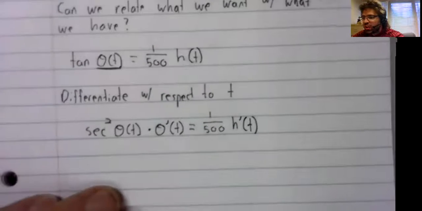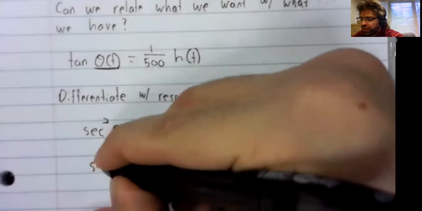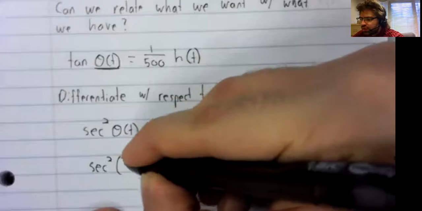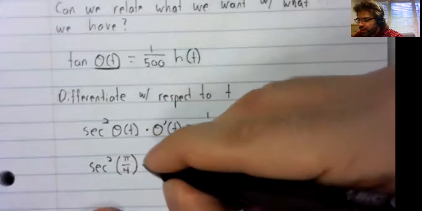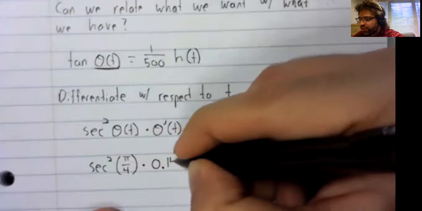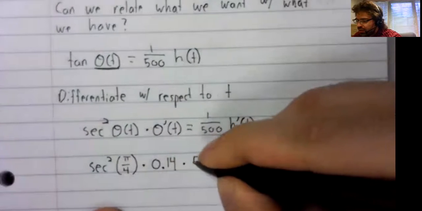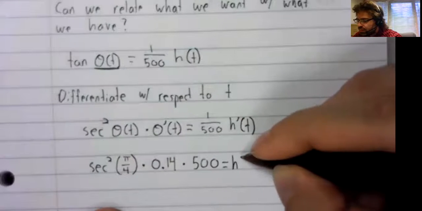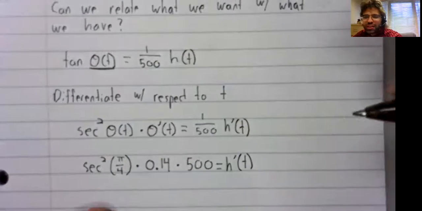And now we can substitute in the stuff that we have. The secant squared of pi divided by 4 times 0.14 times 500 equals h prime of t.